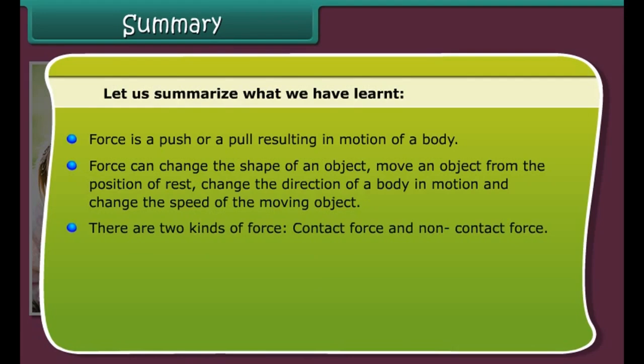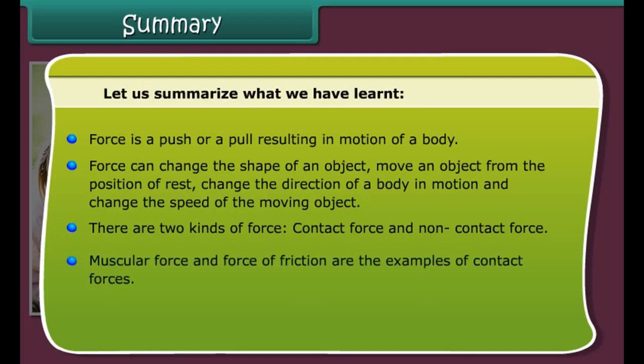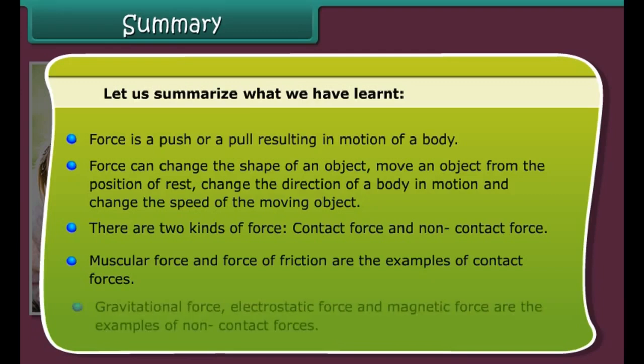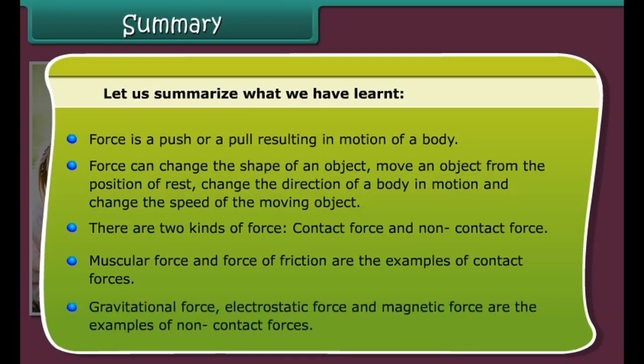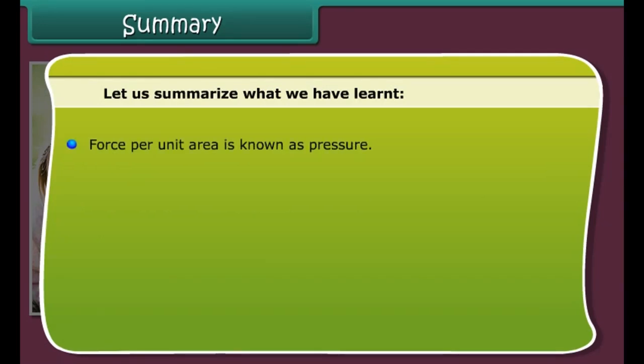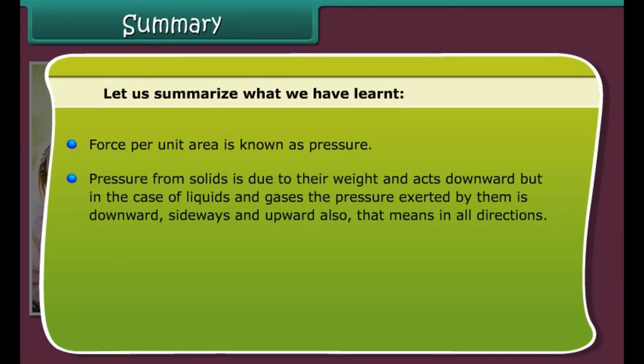There are two kinds of force: contact force and non-contact force. Muscular force and force of friction are examples of contact forces. Gravitational force, electrostatic force, and magnetic force are examples of non-contact forces. Force per unit area is known as pressure. Pressure from solids is due to their weight and acts downward, but in the case of liquids and gases, the pressure exerted by them is downward, sideways and upward also, that means in all directions.